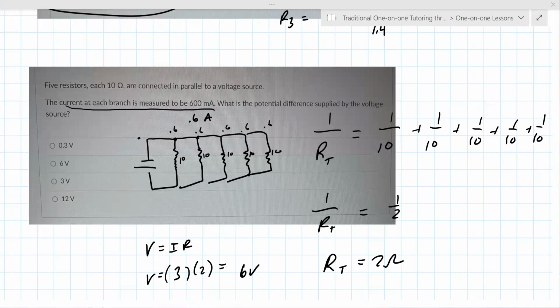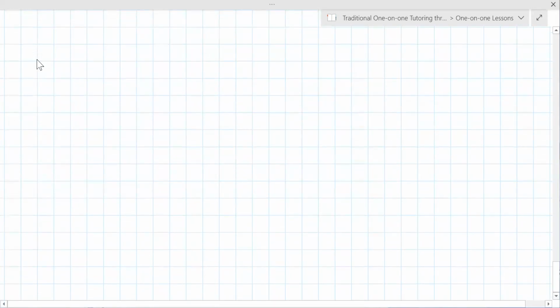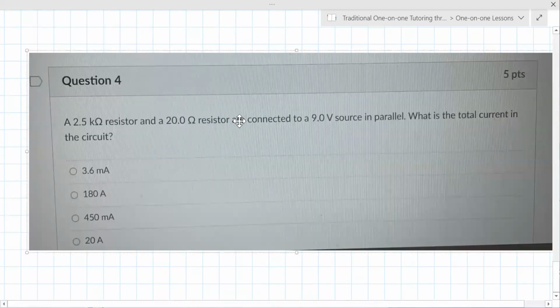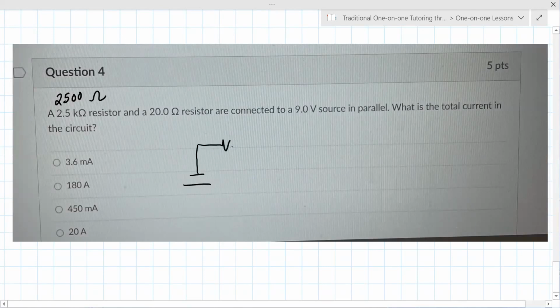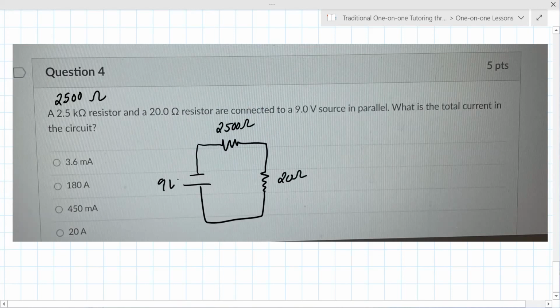All right, so next question here. Okay, a 2 kilo ohm resistor. So that's no good. Again, we need that to be back into ohms. So we'll go 2,500 ohms. Should I get an extra 0 in there? You want to quickly convert to the base units. So you got your source, resistor 1, resistor 2, back. So this one's 2,500 ohms. This is 20 ohms. 9-volt source.